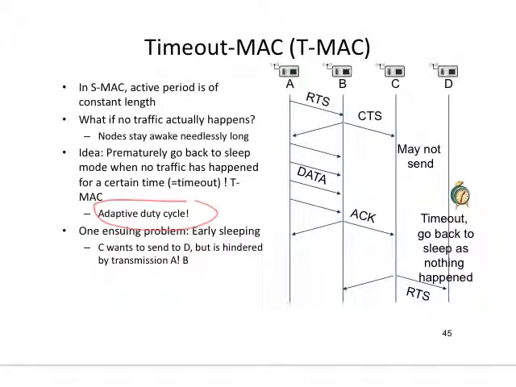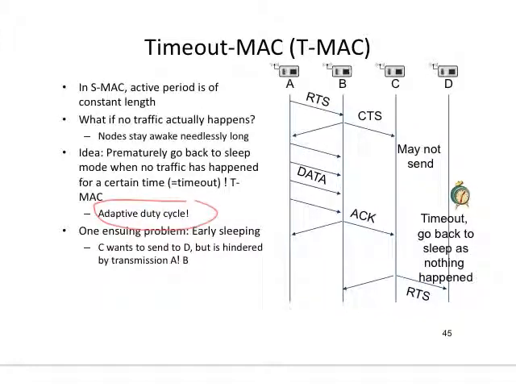Okay? So there is no point of waiting any further. But you're unlucky. You tried to go to a sleep mode, and C tries to send. C did not adjust its own active period, by the way, right? Because here it receives CTS, so it's receiving something. So C knows that there is some traffic happening on the network.